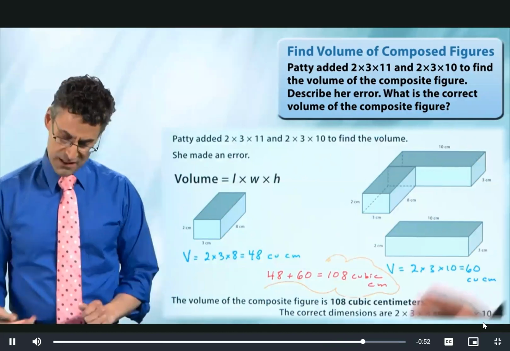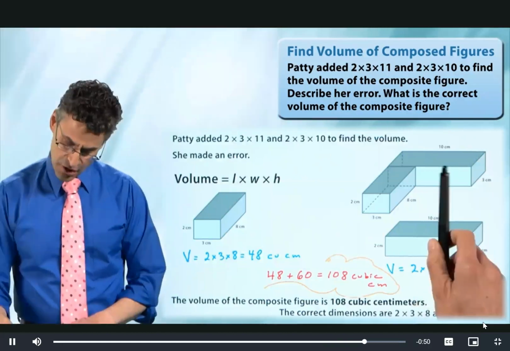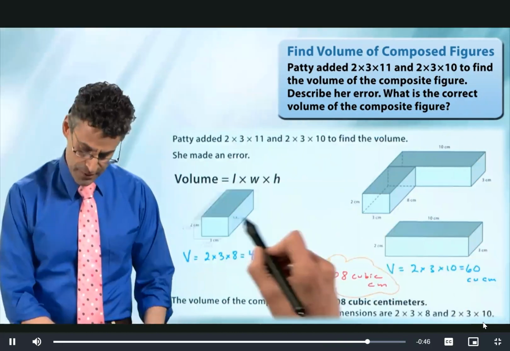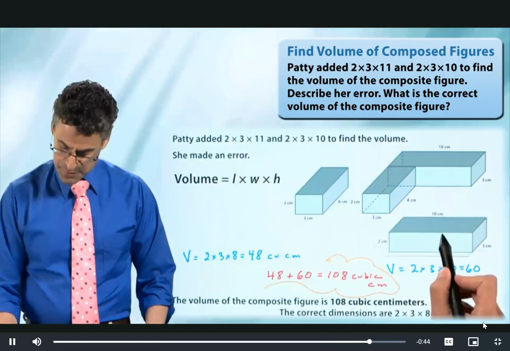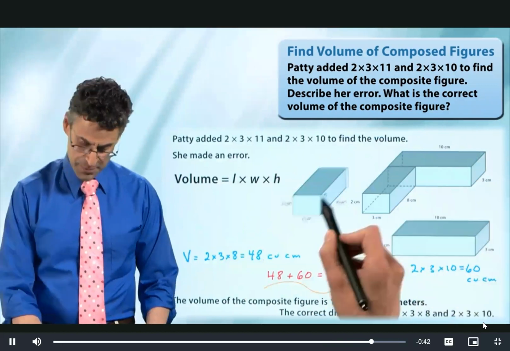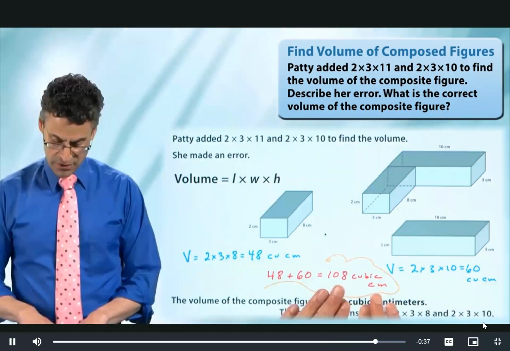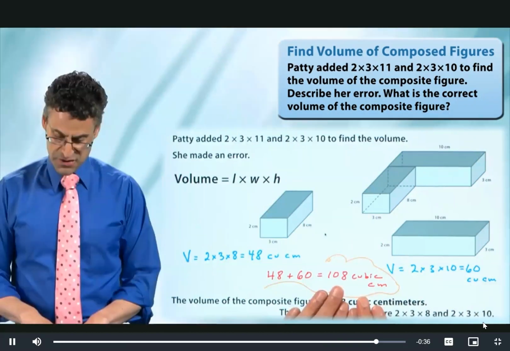She could have made it a lot simpler by just thinking about taking a saw and cutting this piece away right here, and then having this piece right here, and then finding the volumes of each of those separately, which is exactly what we did. So Patty was a terrific teacher, and she not only guided us to the correct answer, but she guided us to a classic mistake.